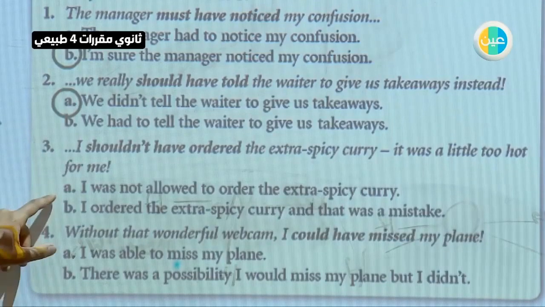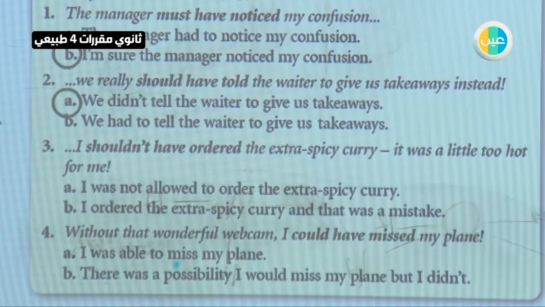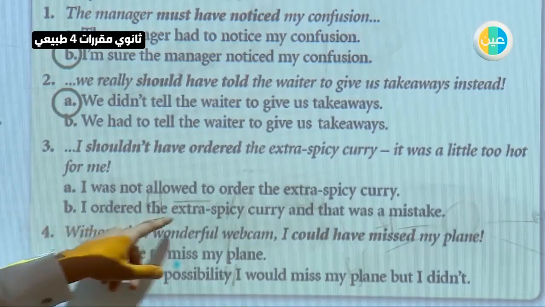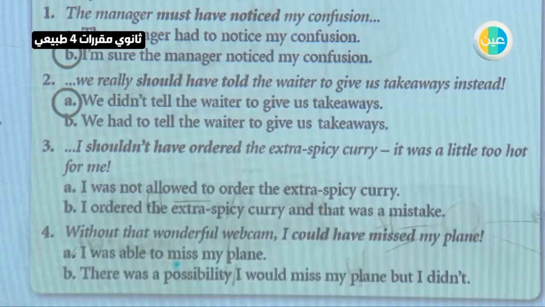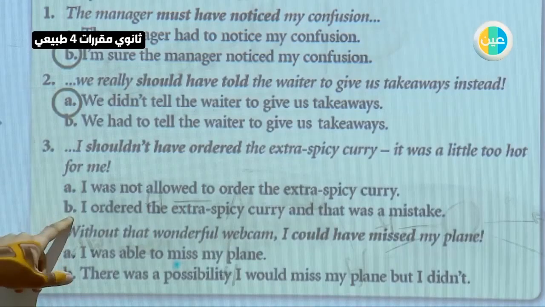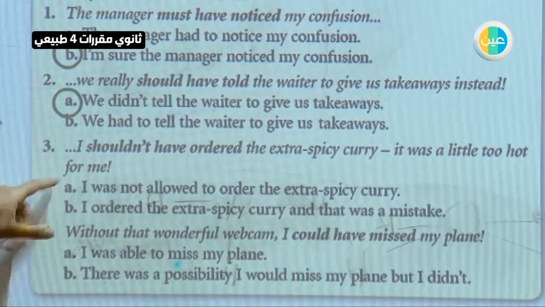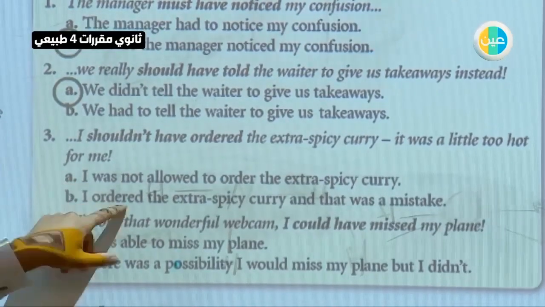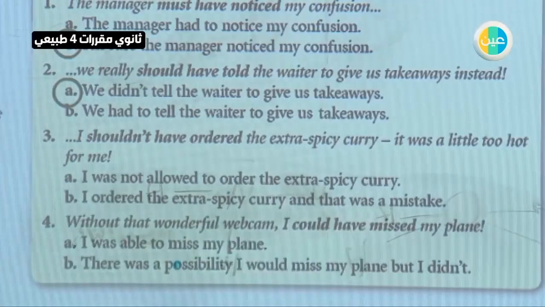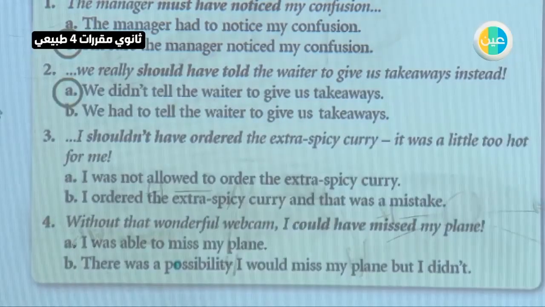So what do you think? A, I was not allowed to order the extra spicy curry, or B, I ordered the extra spicy curry and that was a mistake. So he was allowed to order that and he chose that, but it was a mistake. So the answer is B.